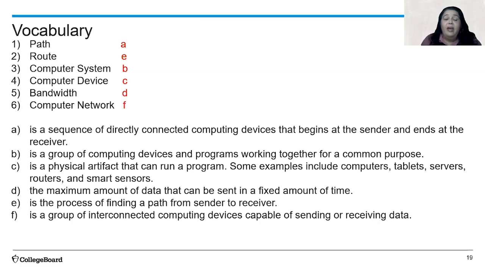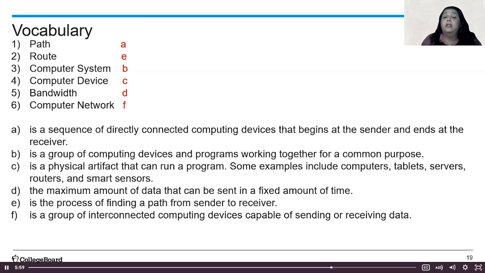So let's look at path. Path is a sequence. Okay. Remember the words directly connected computing devices. Okay. And it begins with the sender and it ends with the receiver. You're going to send somebody, you want somebody to receive it. And a route actually helps facilitate that path. It kind of helps find the path. Remember, finding directions of where it needs to go. And we'll talk more about that later when we get into routers.